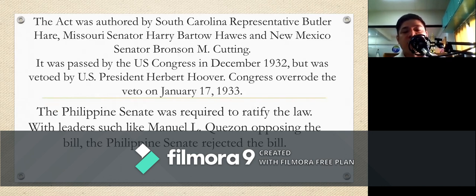The Hare-Hawes-Cutting Act was authored by South Carolina Representative Butler Hare, Missouri Senator Harry Bartow Hawes, and New Mexico Senator Bronson M. Cutting. It was passed by the United States Congress in December 1932, but was vetoed by United States President Herbert Hoover. The Congress overrode the veto on January 17, 1933. The Philippine Senate was required to ratify the law, with leaders such as Manuel L. Quezon opposing the bill, and the Philippine Senate rejected the bill.